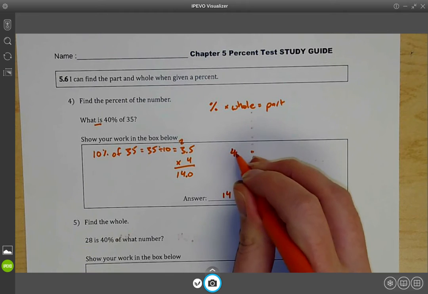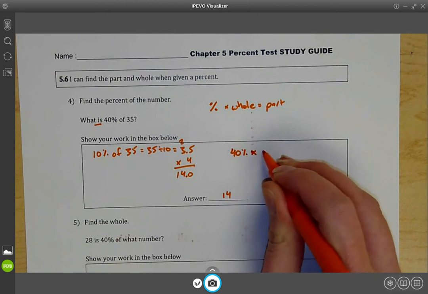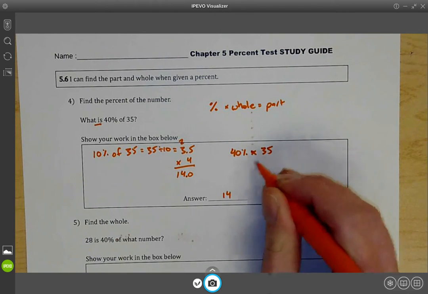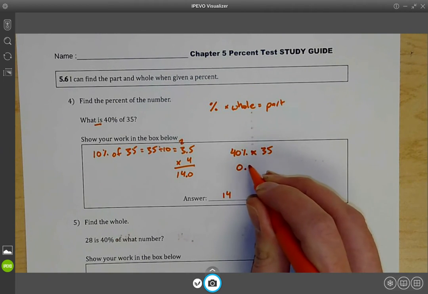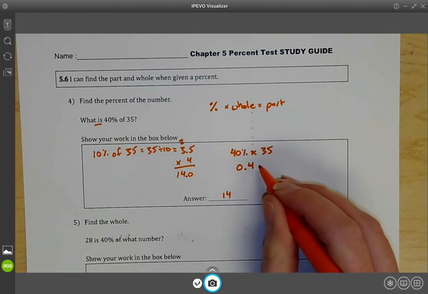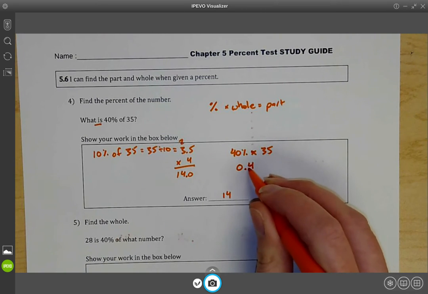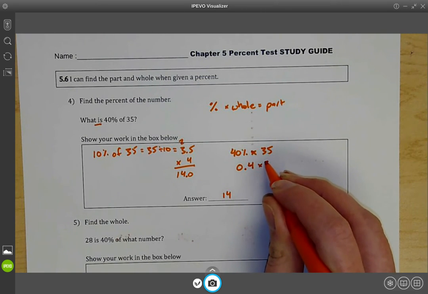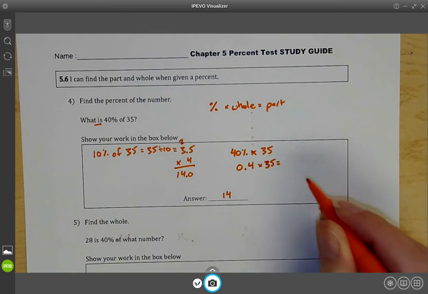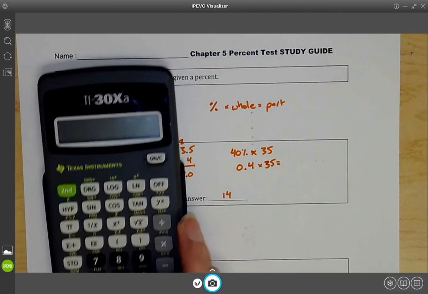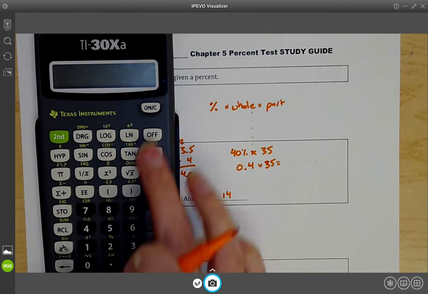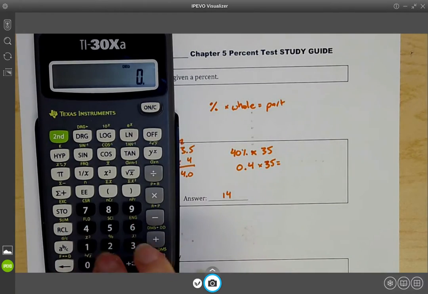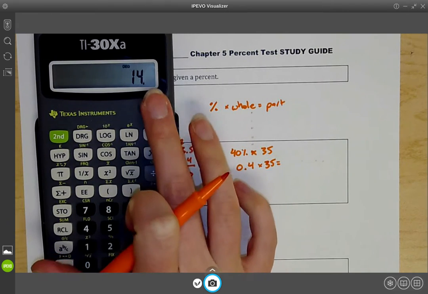Using our percent equation, what can we type in our calculator? We're going to type in 40% times 35. Remember, some of our calculators don't know percents, so you're going to need to use the decimal form of 40%. 40% as a decimal is 0.4 times 35. Again, that will be 14. So 0.4 times 35 gives us 14.